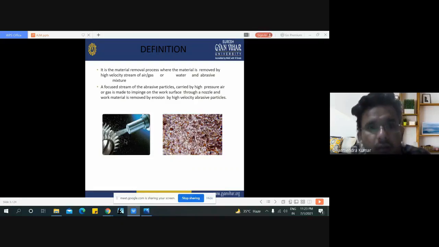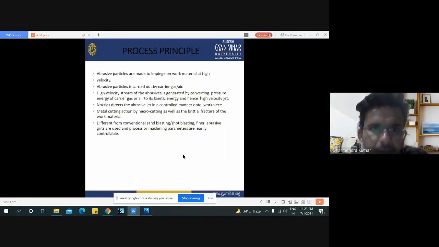Here are some pictures of abrasive jet machining. This one represents the particles which are removed from our workpiece.